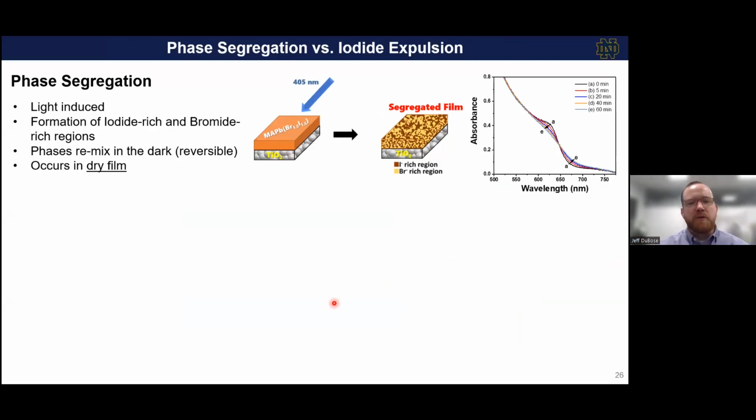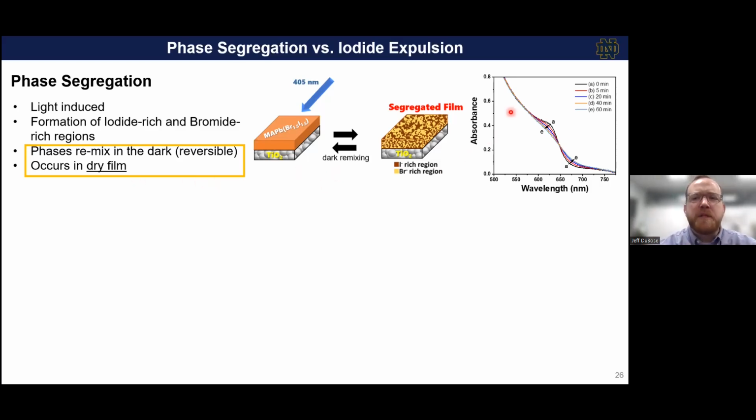Before I talk about this electrochemical work, I want to talk real quick about a little bit of nomenclature: phase segregation versus something we call iodide expulsion. What we've talked about so far is phase segregation, right? It's a light-induced process. You form these iodide-rich and bromide-rich domains. But of course, when we turn the light off, everything remixes back to its initial phase because of this entropic driving force.